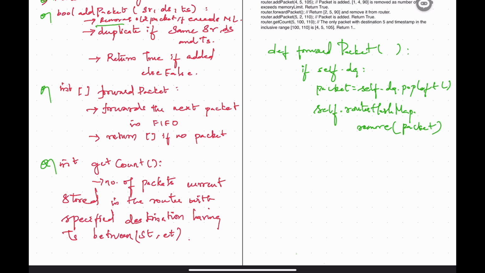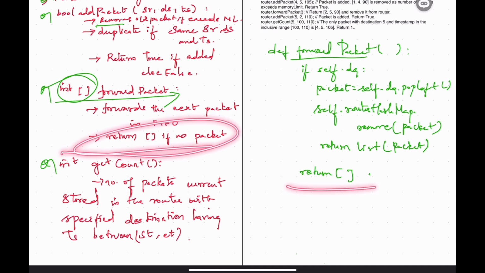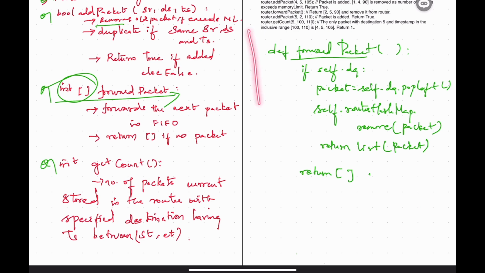Now you have removed, since forward packet function wants us to return a source, destination, and timestamp. So what we will be doing, you will be returning the list. Since it's a tuple, you will be converting it to a list of packet, which now it will return as an array. If not, you have to return an empty array. That's what. If there is no packet, you have to return it as an empty array. So yeah, this is the forward packet function.